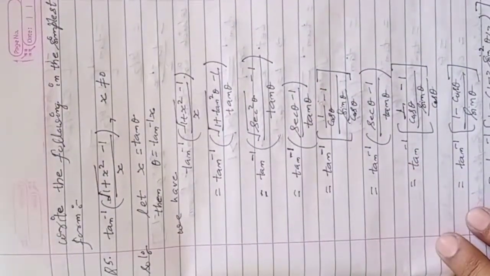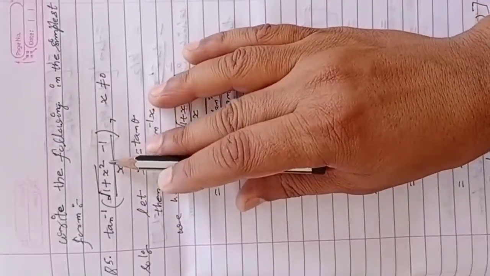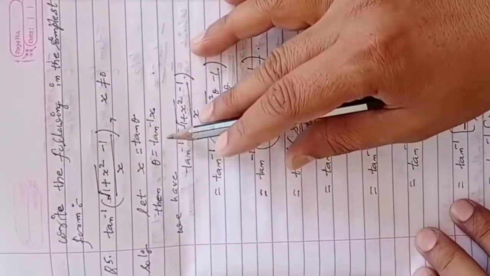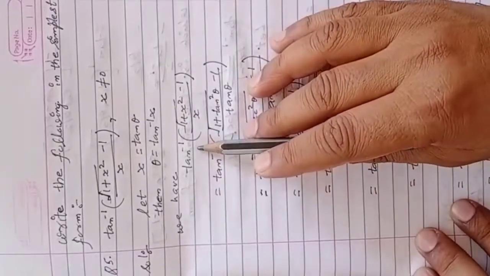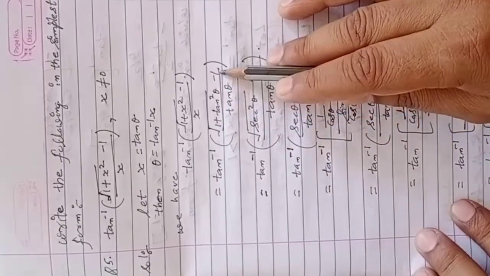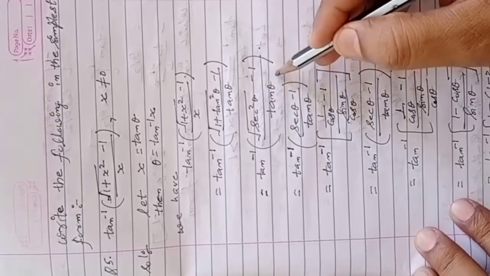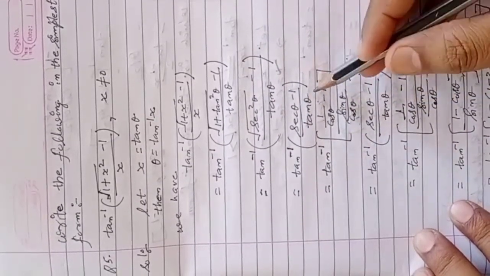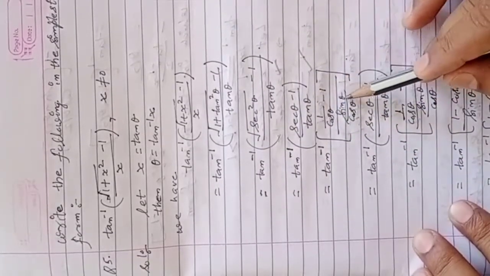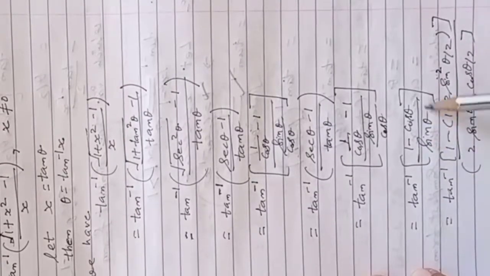Question number 5, write the following in the simplest form: tan inverse of under root 1 plus x square minus 1 upon x. So let x is equal to tan theta, we are taking, then theta is equal to tan inverse x. So tan inverse of under root 1 plus tan square theta minus 1 upon tan theta. So tan inverse of under root sec square theta minus 1 upon tan theta will come. Tan inverse of sec theta minus 1 upon tan theta. So we change sec theta into 1 upon cos theta and tan theta into sin theta upon cos theta. After simplifying, tan inverse of 1 minus cos theta upon sin theta will come.